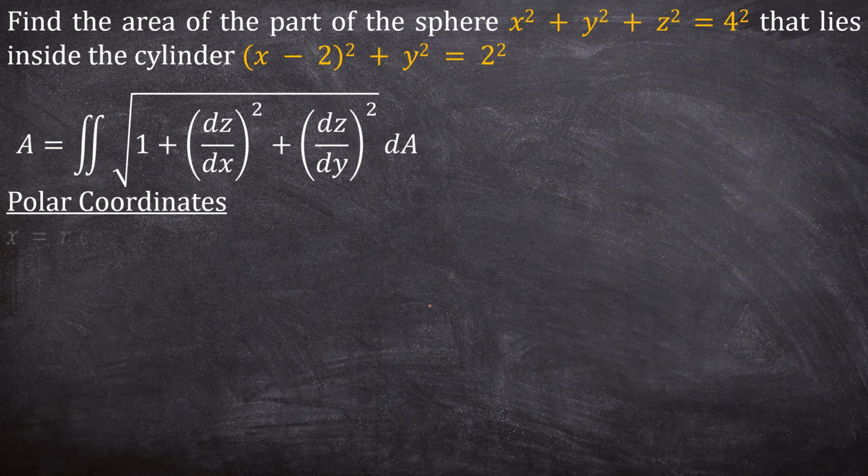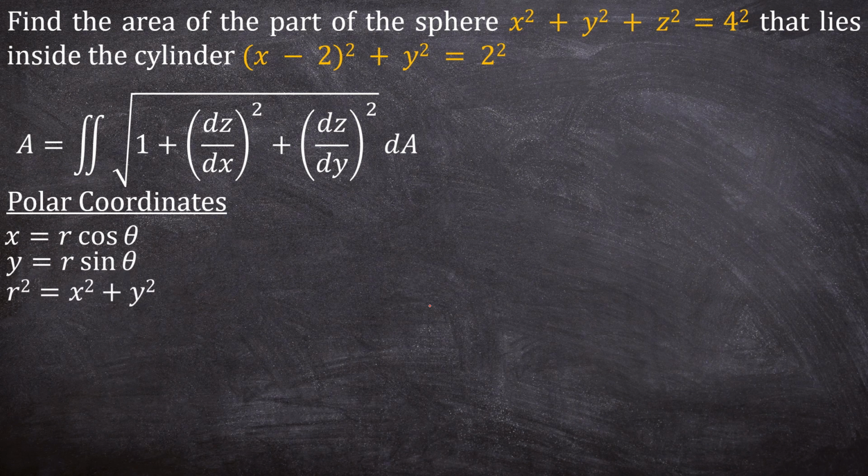That means my x is going to become r cos theta, y is r sin theta, and from here r squared is equal to x squared plus y squared. Because if we say cos squared theta plus sin squared theta, we're going to get 1 from the Pythagorean identity. So if you take the square root on both sides, you can see that r equals the square root of x squared plus y squared.